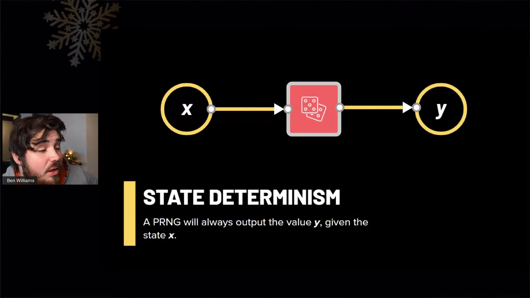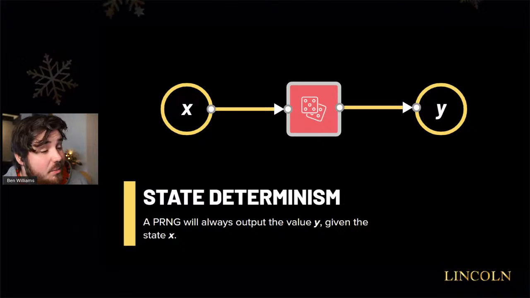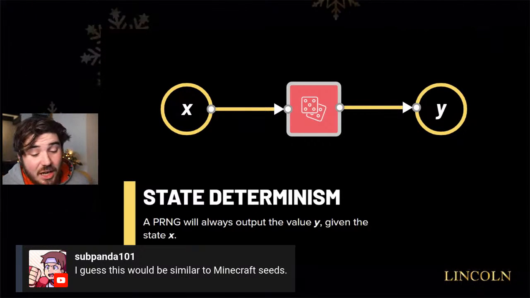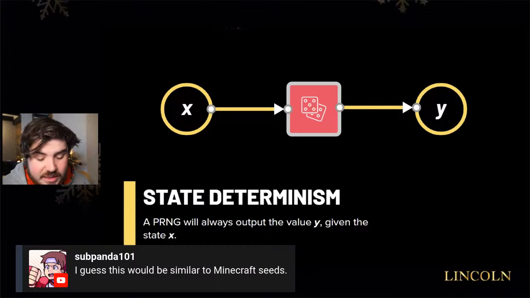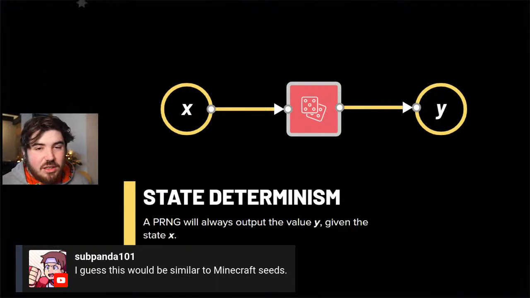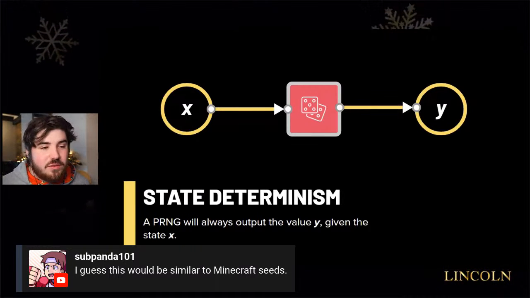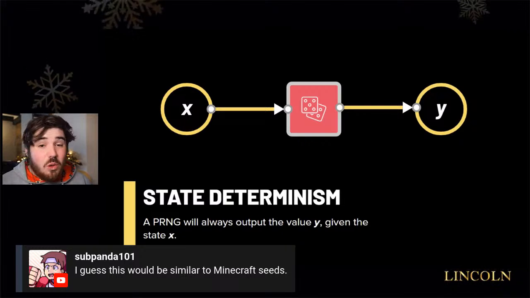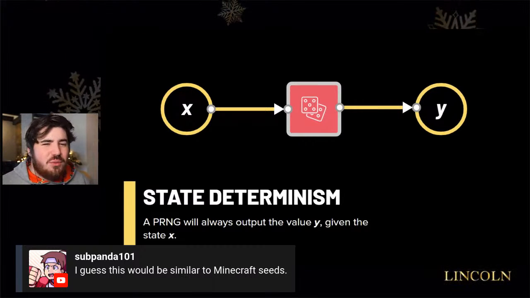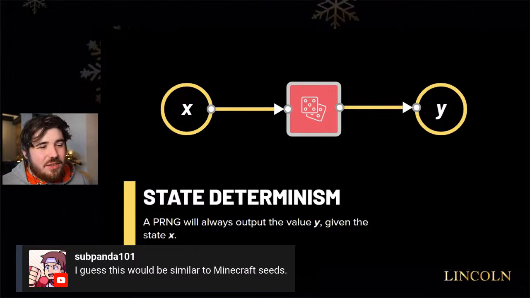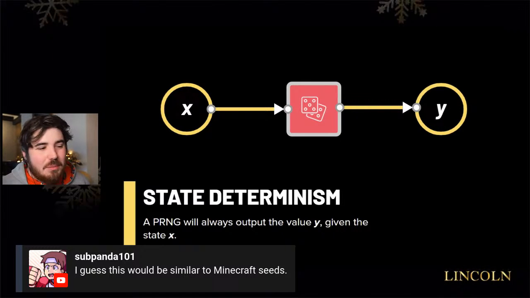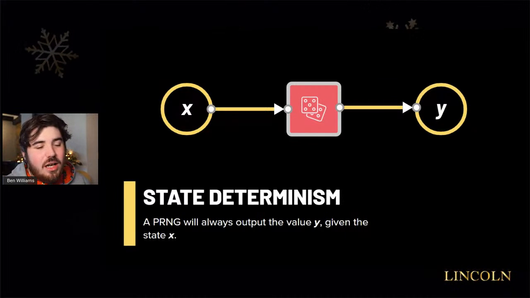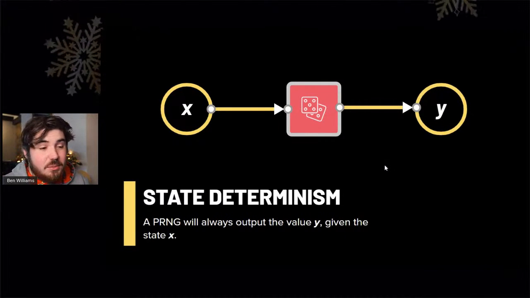And we've got a comment from Subpanda 101: I guess that would be similar to Minecraft seeds. Yes, entirely. You can think of this as seeds. I talked about seeds and how we can set a seed and, based on that, get a certain sequence of values. So we have a seed x, and we will always get a y. If we abstract that a bit, you can think of x as the seed for the map on Minecraft and y as the map. For a seed, we'll always have a particular output. So this is what this rule, state determinism, is.